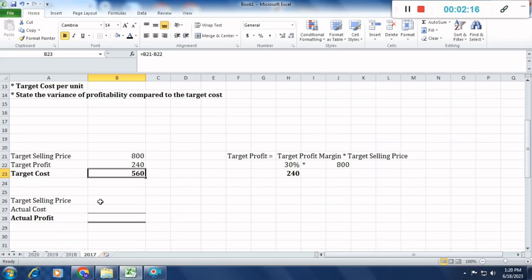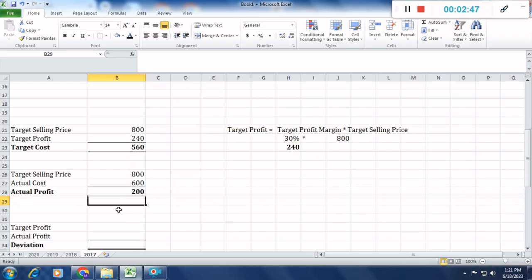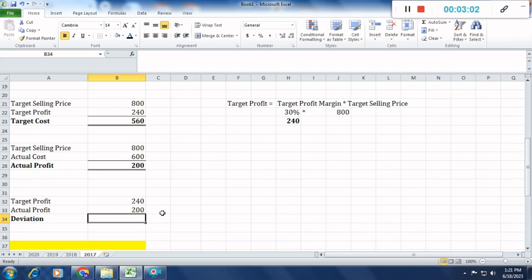After that we have to calculate actual profit. Actual profit equal target selling price minus actual cost. Target selling price is given in the question as 800 rupees. Actual cost is given 600 rupees. So actual profit we can find: target selling price 800 minus actual cost 600. So actual profit is 200 rupees. Now we have to calculate the deviation between the actual profit and target profit. Target profit is 240 rupees is calculated, and actual profit also calculated as 200 rupees. So deviation between the target profit and actual profit is 40 rupees.